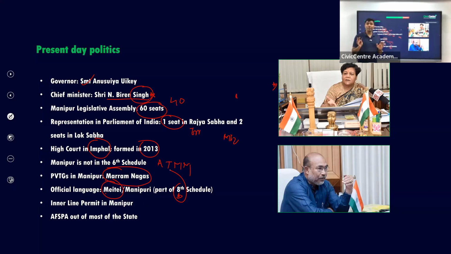No. For all, we don't need. For example, you want to go to Meghalaya, you want to go to Assam, you don't need an inner line permit. Certain areas you need, that is Manipur.